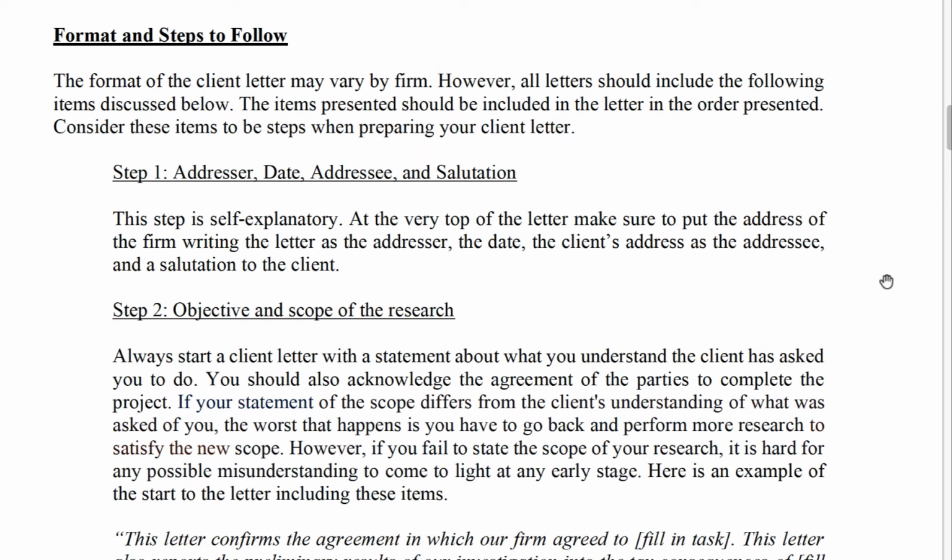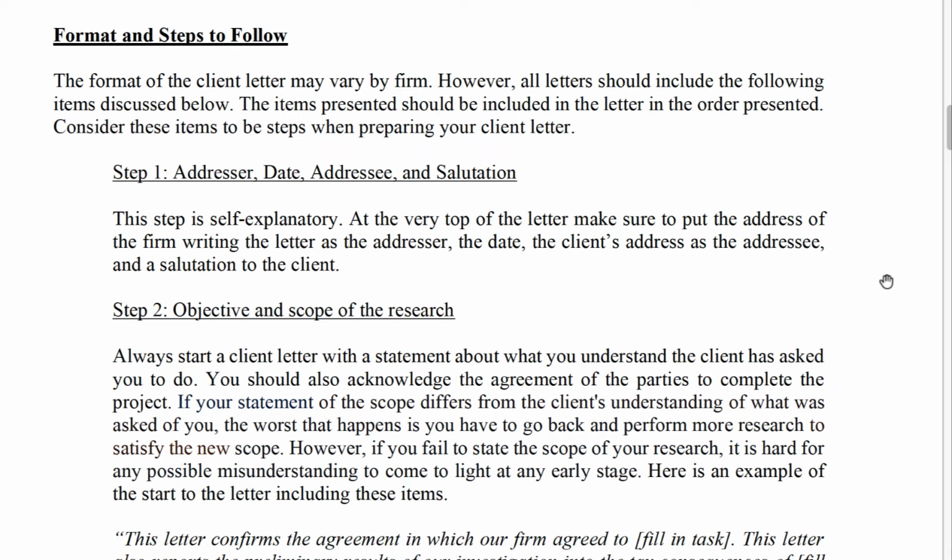Format and steps to follow. Again, in a few minutes, we're going to actually write a client memo or client letter. If I keep calling it client memo, I apologize. It's not a client memo, it's a client letter. We're going to use the tax research memo that we've done in a previous video to draft a client letter. Before we do that, I have some steps.